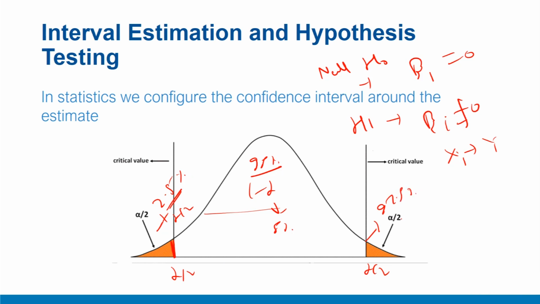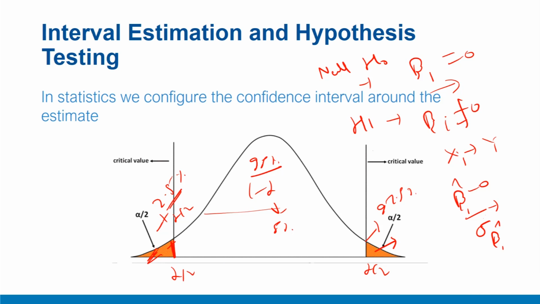If the computed t statistic for the coefficient, which is beta 1 estimate minus 0 upon the standard deviation of beta 1 hat, this is the t statistic that you compute for the sample, if it is greater than this value or lower than this value and falls in this region, then you reject the null H naught. You don't say that I accept the null, but you reject the null. You reject the null or fail to reject the null. You don't say that you accept the null. Either you say I fail to reject the null or you reject the null.